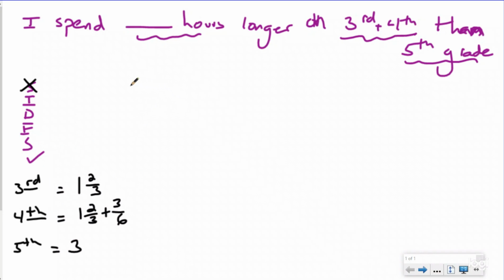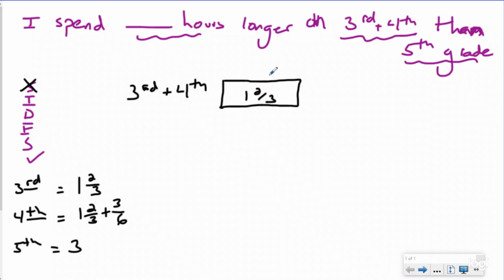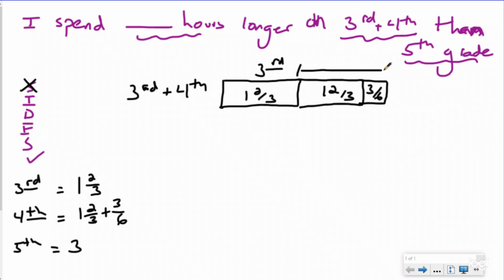So my first tape diagram is going to be 3rd plus 4th. At first I need to write down what I had for 3rd. 3rd was 1 2/3. I want to label that. And then 4th had the same amount at first, but then it had an extra 3/6 on it. Now, your tape diagram might have looked a little bit different. That's okay. So here we have 4th. Both of these together are 4th because 4th had 3/6 more than 3rd grade. Make sure that doesn't look like 12.